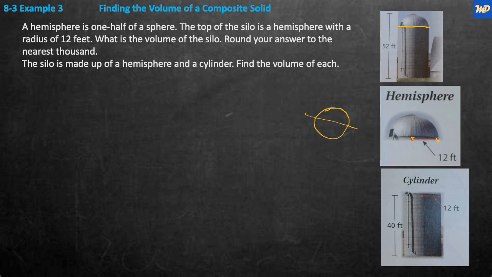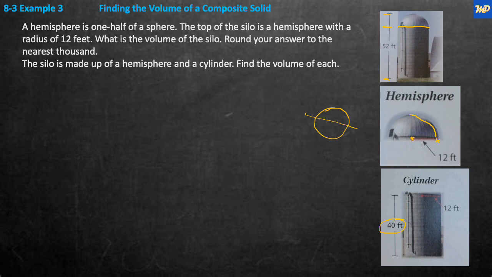And then they want to know, what is the volume of the silo? Well, they tell us how tall the entire silo is. They say it's 52 feet. And we know that the hemisphere has a radius of 12 feet. So that means if you spin it around up here, the 12 feet from here to here, you're going to subtract 12 feet to get this number here. So you have 52 minus 12, and that leaves you with 40 feet right here.